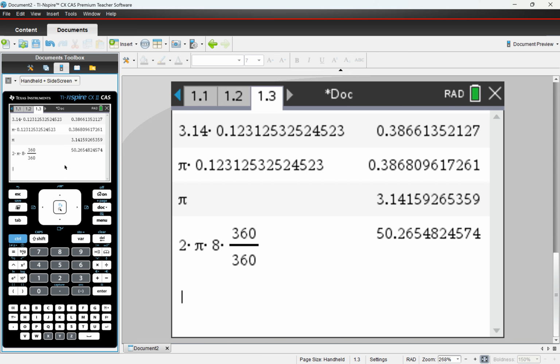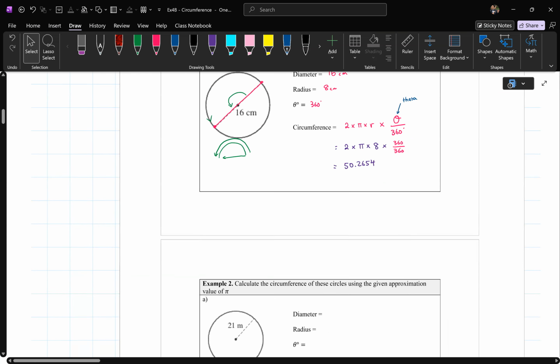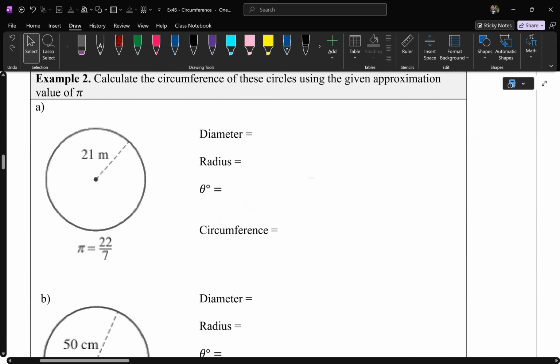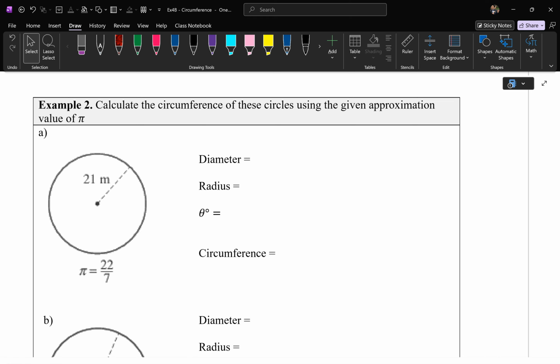All right, team. Got it. Let's go to the next example. Next example. Flip over. All right, let's go to the next one. Eyes towards the board.